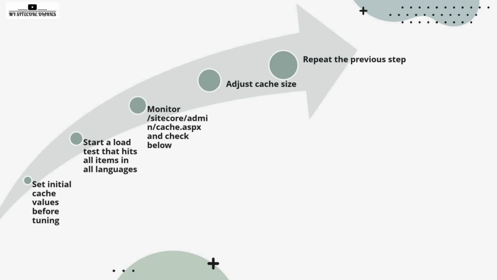So there are different steps which we need to follow. The first step is to set the initial cache values before tuning. In the last slide we have seen the initial cache values which you can have. So set up those cache values by using the patch files. That is the first step. Now the second step will be to start a load test that hits all items in all languages. You can use different tools for the load testing.